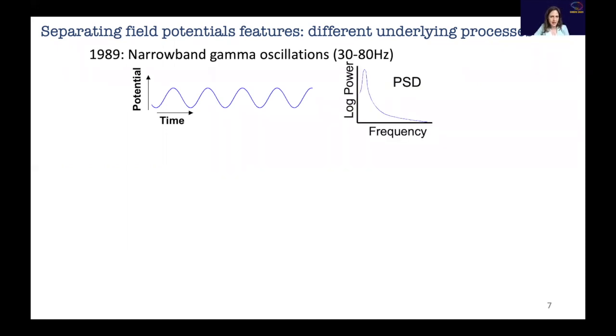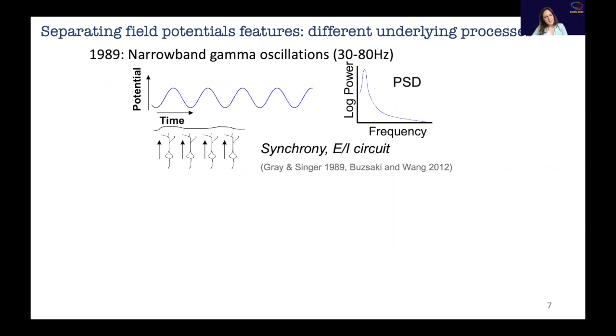If we look at the power spectrum from one of such traces, with frequency on the x-axis and power on the y-axis, this power spectral density has a peak in the spectrum at a particular frequency between 30 and 80 hertz. These types of gamma oscillations have been related to underlying neuronal synchrony, the neurons doing the same thing at the same time with a particular timescale, and particularly an excitatory-inhibitory circuit. One of the reasons why these gamma oscillations received so much attention is because they are proposed to play an important role in visual perception and feed-forward processing.